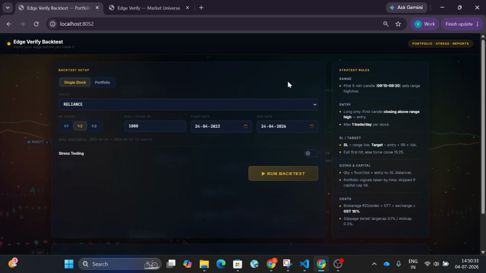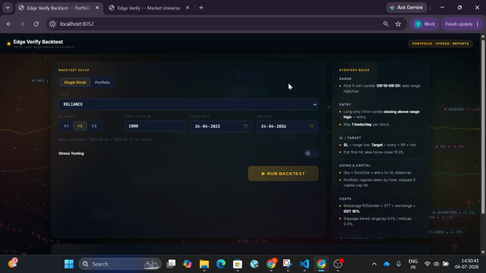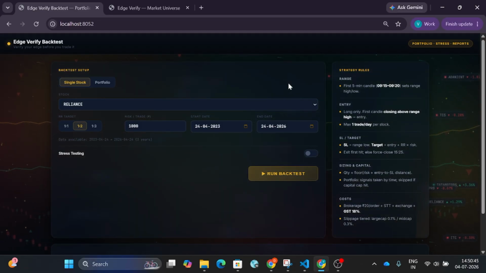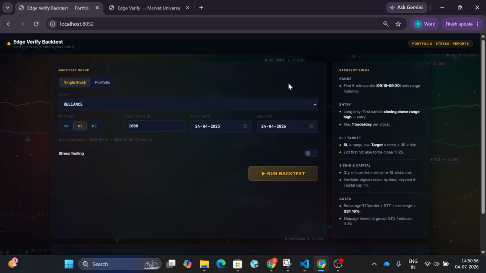Hello everyone, welcome back. So today I'm going to show you my Edge Verify backtesting system. For the last 6 months I was creating a backtest platform because I have been in the stock market for the last 3 years, and I have faced a lot of problems, and during that I observed that backtesting is really a tough job for a trader.